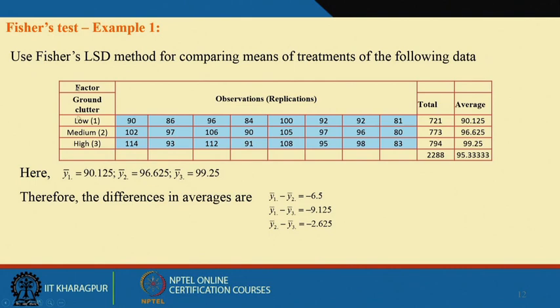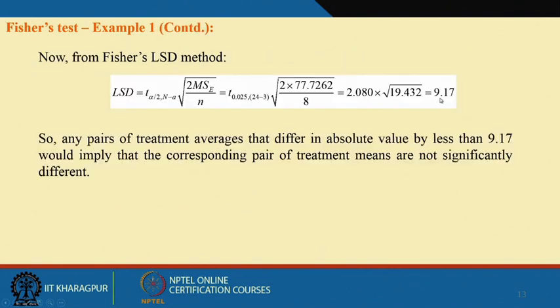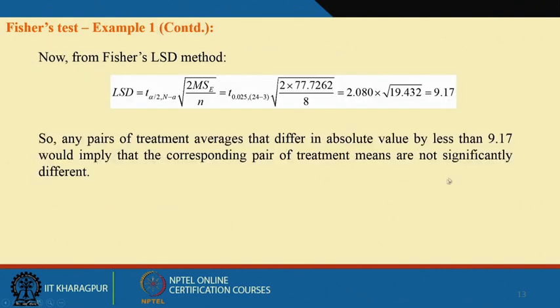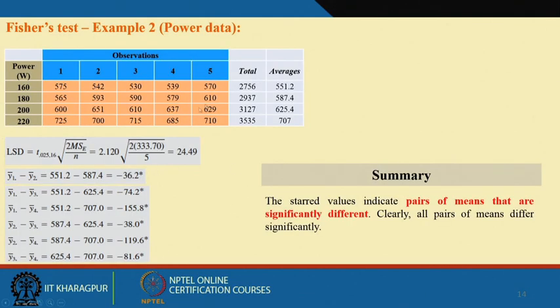So, here again in the ground clutter data, we already computed the LSD value, 9.17. You see none of these values in absolute terms are more than 9.17. Only y1 bar minus y3 bar is close to 9.17, but as it is less than 9.17, we say that no pair of means is different. And in the power example, the etch rate data case, even using Fisher LSD, we find that all the pairs are significantly different.